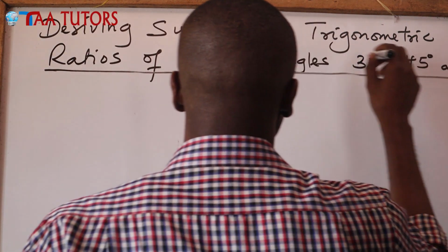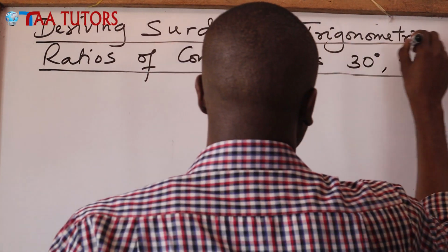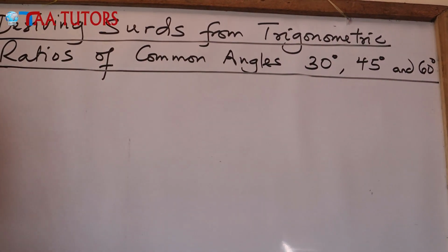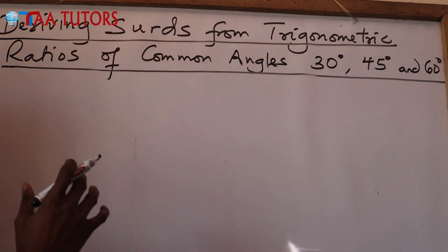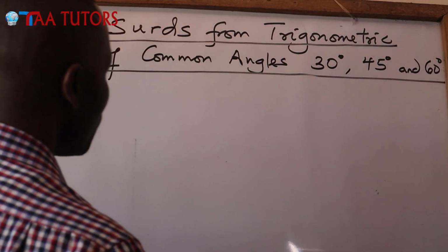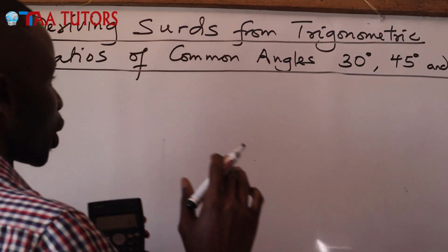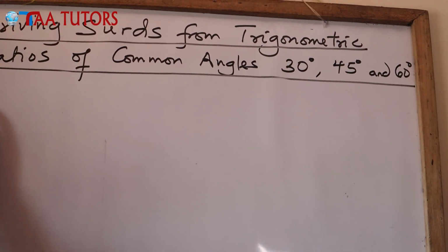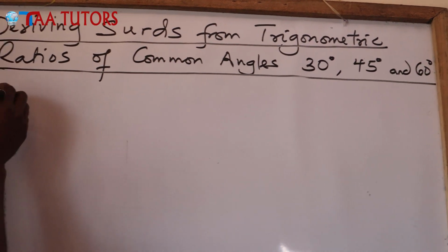So sometimes you will find a question given in trigonometric ratios, but they want you to give your answer in the form A plus B surd C. Then you wonder, how did angles change to become surds? Let me start with angle 60. When I'm talking about angle 60, obviously 30 will be there. But first of all, let me bring in 60.